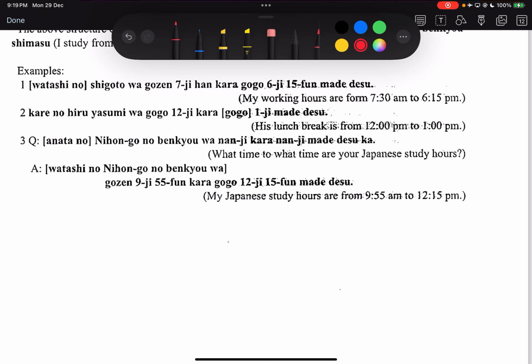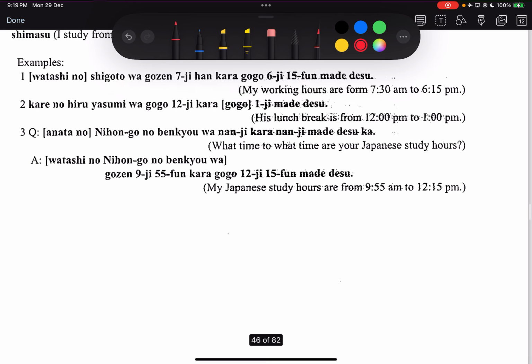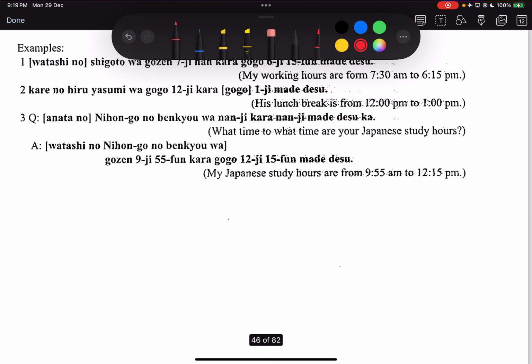If you are doing something, then you need to say the verb. If you are not doing something, you're just stating that, oh, the match is this time to this time, or the class is this time to this time, then we don't need to end with a verb. We just end with desu. So we can just say kara desu or made desu. For example, 食事は9時からです。So the meal time is from 9 o'clock. We don't need to say any verb.